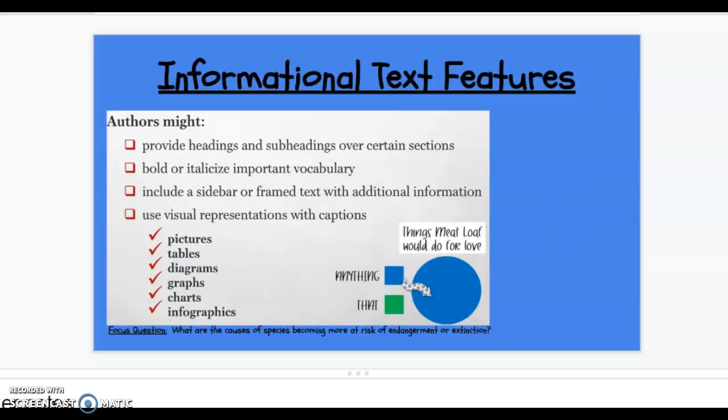This kind of goes into the informational text features that we worked on a few weeks ago. So look out for any headings, subheadings, bold or italic vocabulary, sidebars, visuals, captions, maybe photographs, tables, diagrams. Any of these things could be provided to you in this nonfiction reading passage.